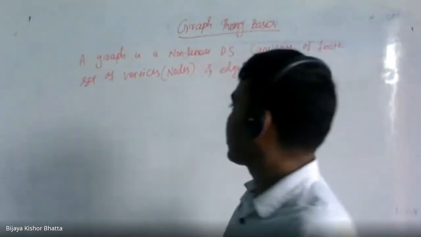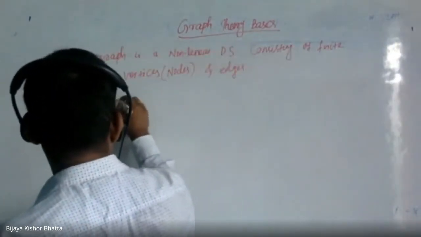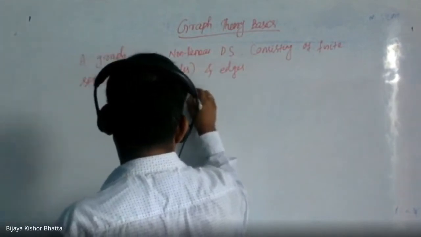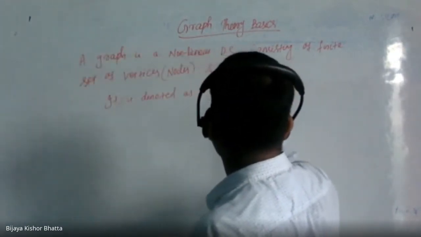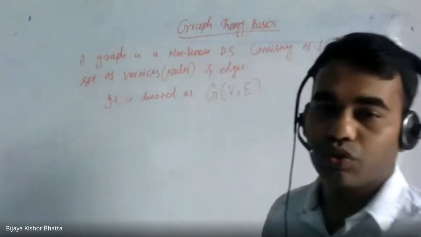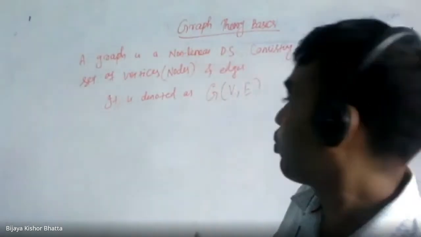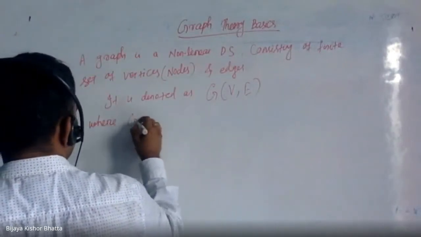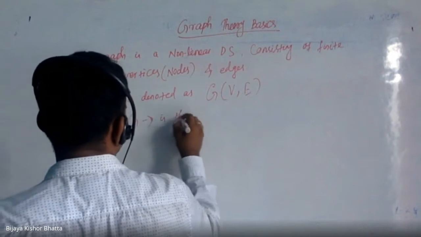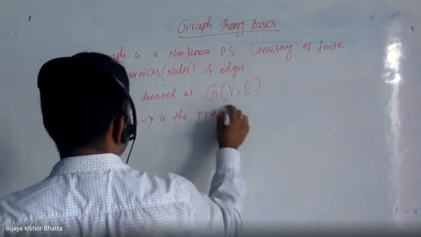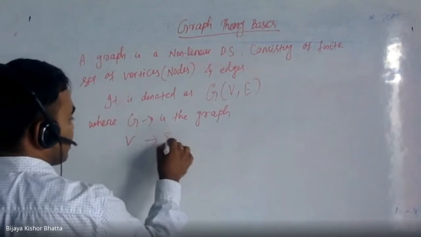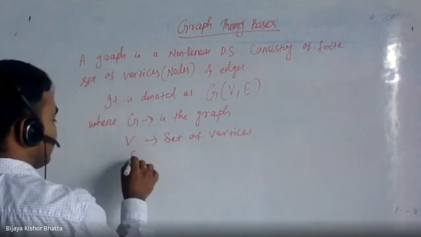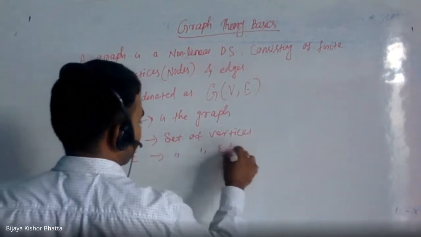Okay. So it is denoted as G(V, E), right? So this G(V, E), where G is the graph, V is the set of vertices, and E is the set of edges.